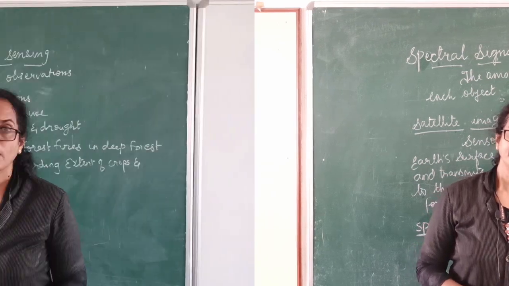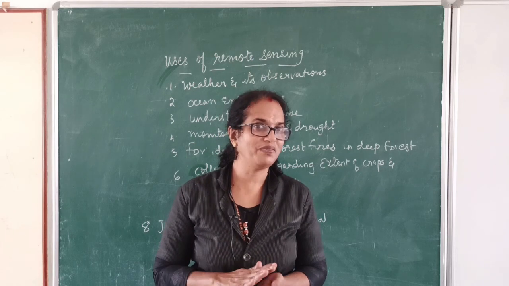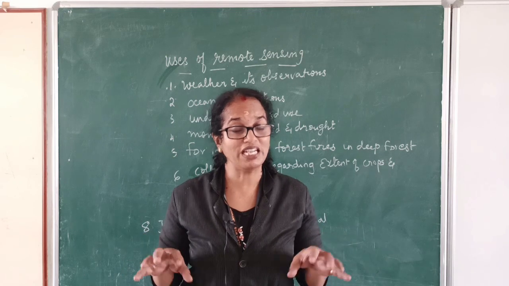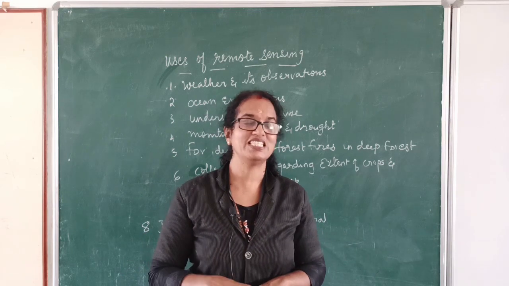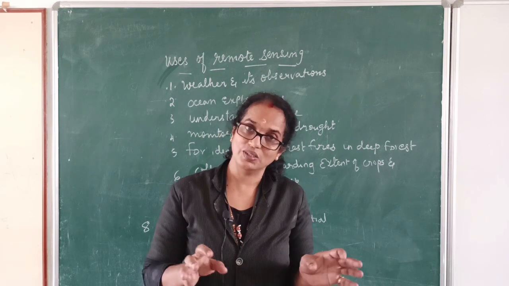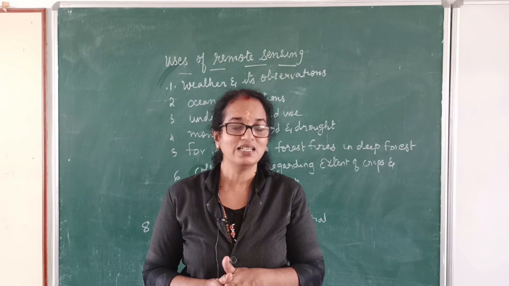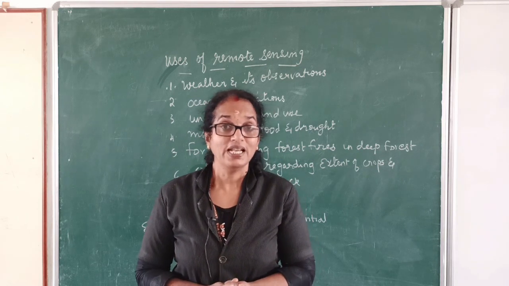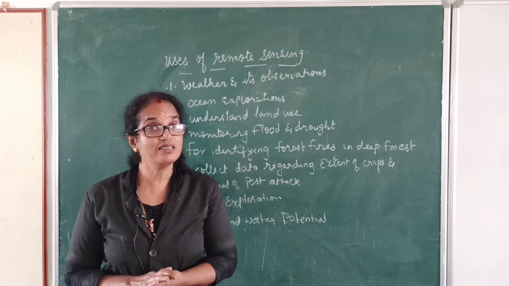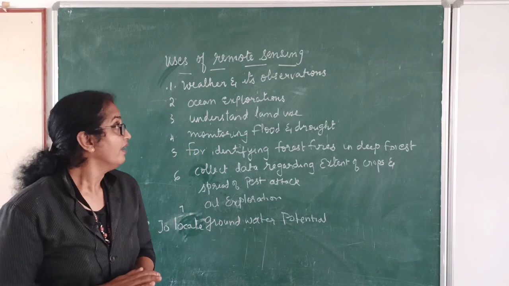Clear, children? Now you already know, by this time you would have already understood what is meant by remote sensing, which are the instruments that are used for collecting information, and you've already studied which are the different types of artificial satellites. All these things we have studied. Now let us see how remote sensing is useful. What are the uses of remote sensing?